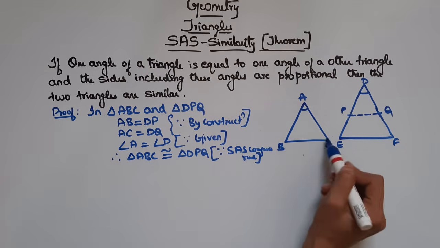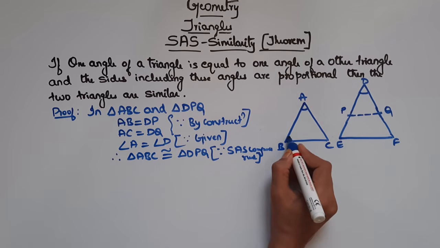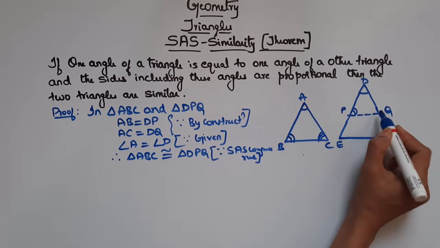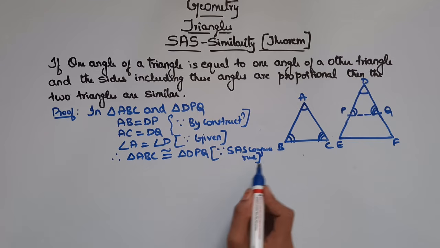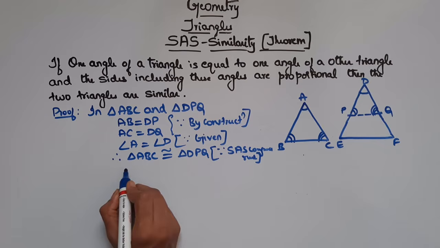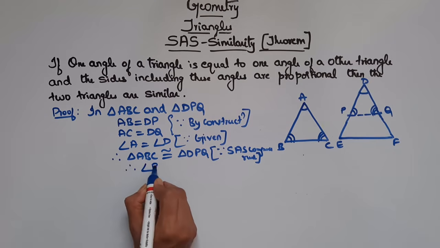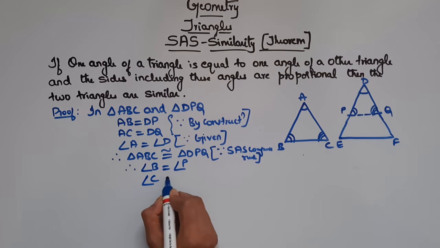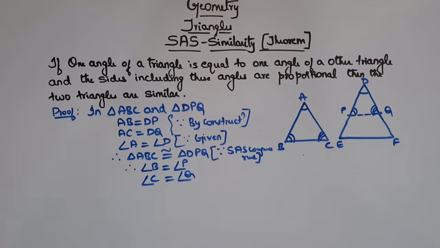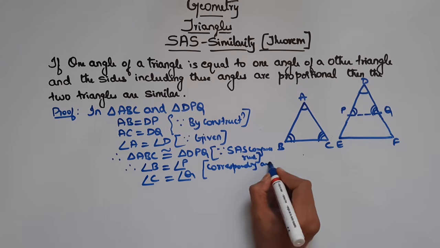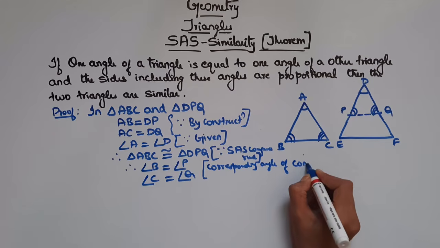Alright. So if these two triangles are congruent, that means angle B is equal to angle P, angle C is equal to angle Q, right? That is the corresponding angle of the congruence triangle, right? So therefore angle B is equal to angle P and we have angle C is equal to angle Q, right? That is corresponding angle of congruence triangle.